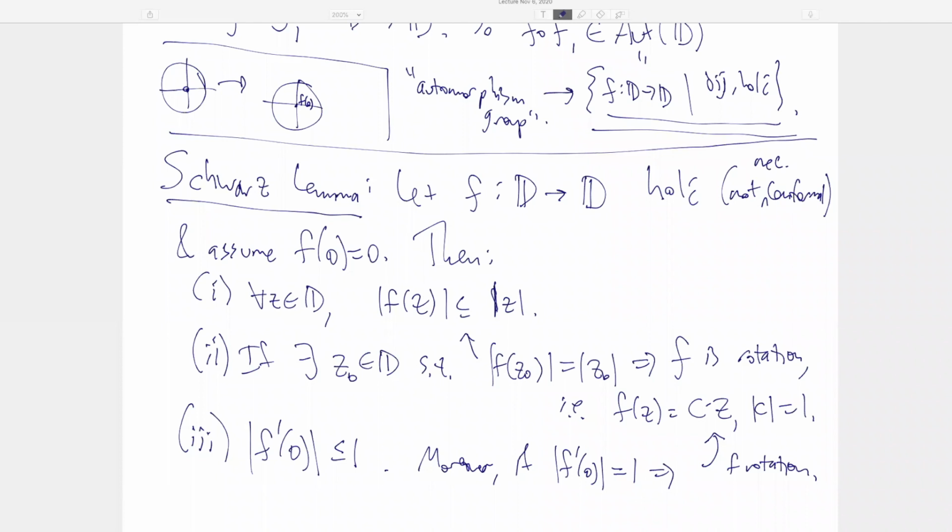Okay, does that make sense? Z0 needs to be non-zero in part 2. Z0, thank you. Except at 0. At 0, of course, it is equal to its own size.